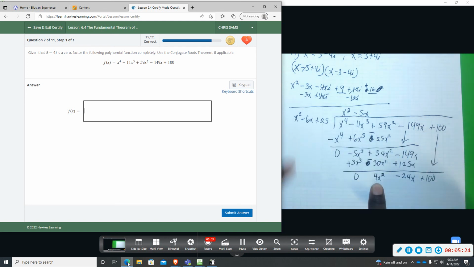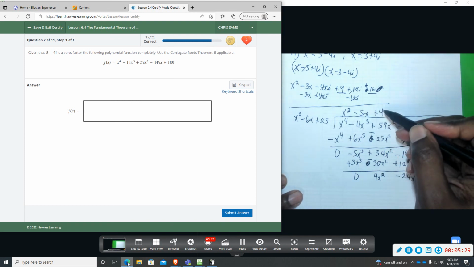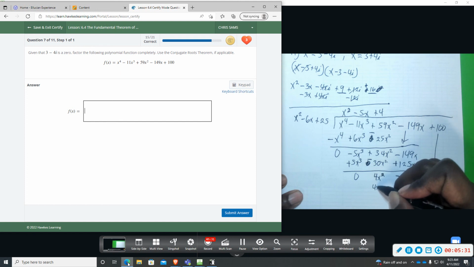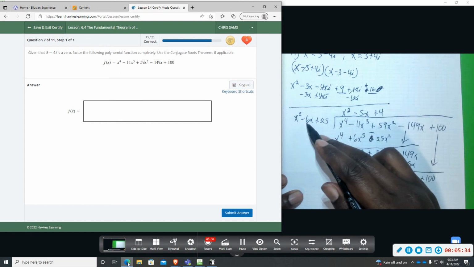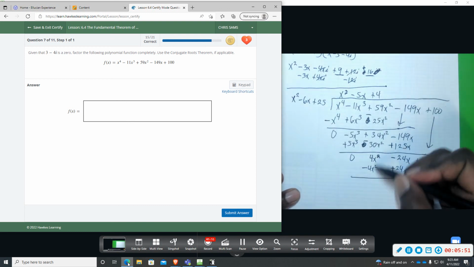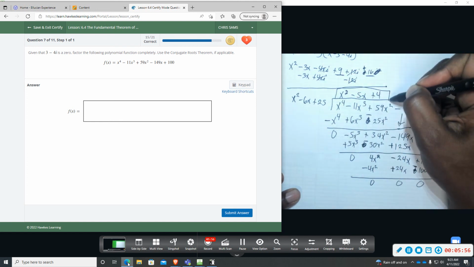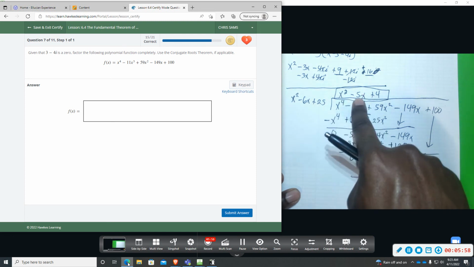So I just need a 4 because the x squared is the same, so a positive 4. And then we'll do 4 times x squared will give us 4x squared. 4 times negative 6 will give us a negative 24x. And 4 times 25 will give us a positive 100. Change the sign, so negative, positive, and negative. And it looks like everything is working out nicely because the last row, since we're done, should all be zeros. They all cancel out. So this is your resulting polynomial, x squared minus 5x plus 4.